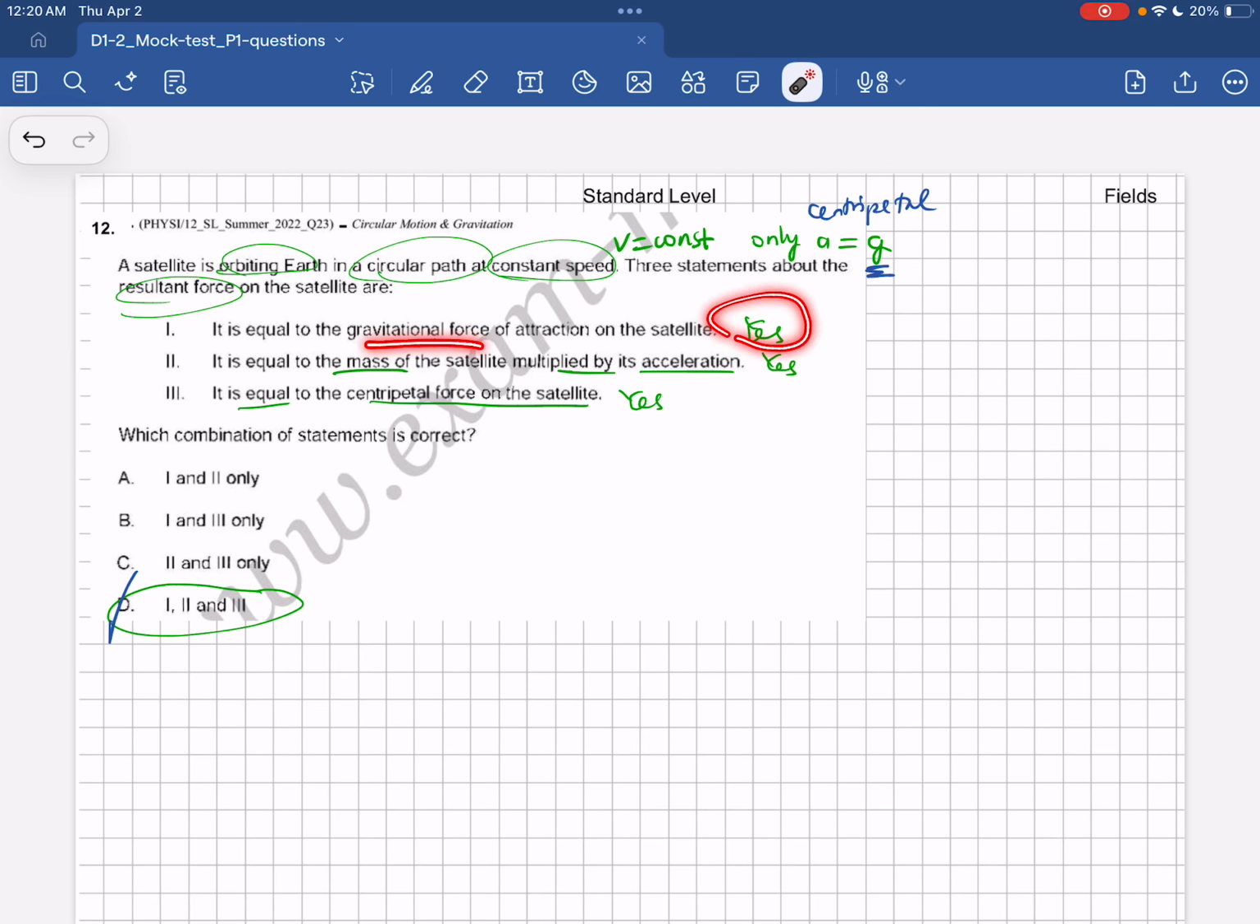So this is yes. The mass times acceleration, yes, that's the ma. That's Newton's second law. Equal to the centripetal force on the satellite. Yes, so all 3 are correct, so that's D.